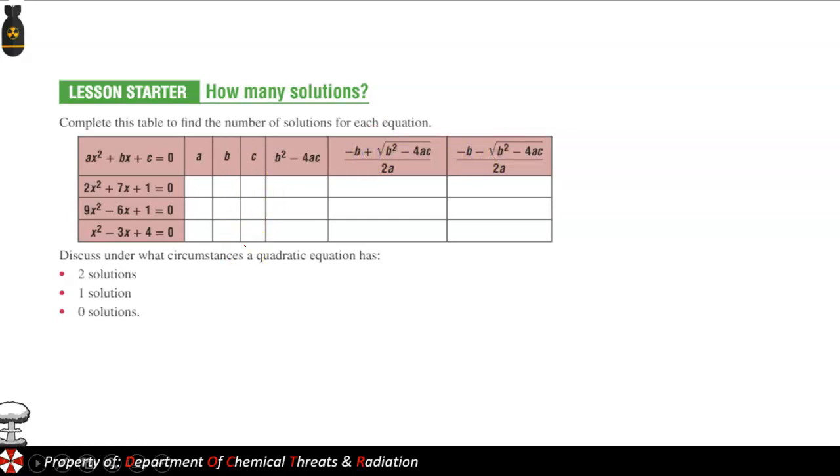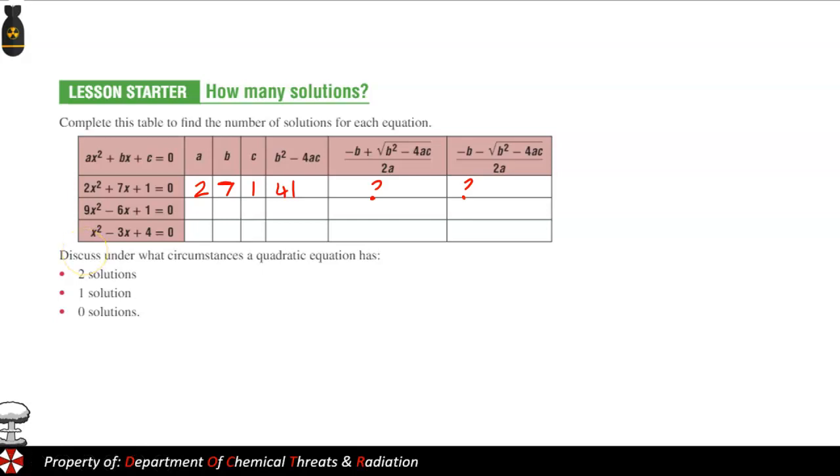So have a quick look at the first one. A is going to be 2, B is going to be 7, C is going to be 1. Now, b squared minus 4ac is going to be 7 squared, 7 sevens are 49, minus 4 times a, which is 2, so 8, times c, which is 1, so we've got 8. So 49 minus 8, 41. Now we're doing minus b plus the square root of b squared minus 4ac over 2a. I can't do that in my head, and I don't have a calculator with me right now, so I'm sure you can work that one out.